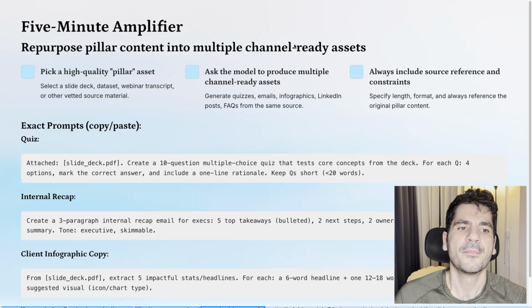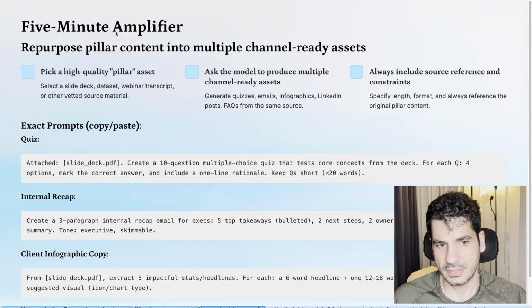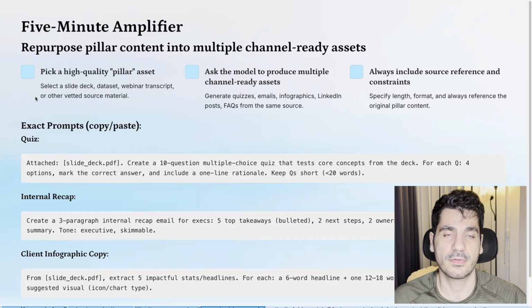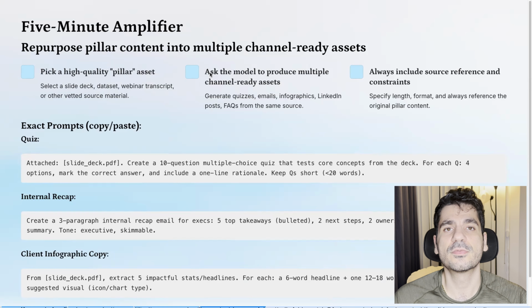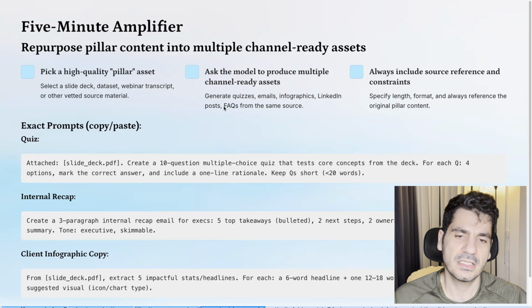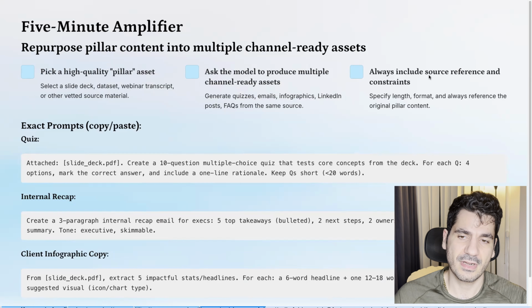So in that case, you need to pick a high-quality pillar asset, select a slide deck, dataset, webinar transcript, whatever it is, and then ask the model to produce multiple channel-ready assets. So generate, for example, a quiz, email, infographic, LinkedIn posts, FAQs, and so on. And always include the source reference and constraints.